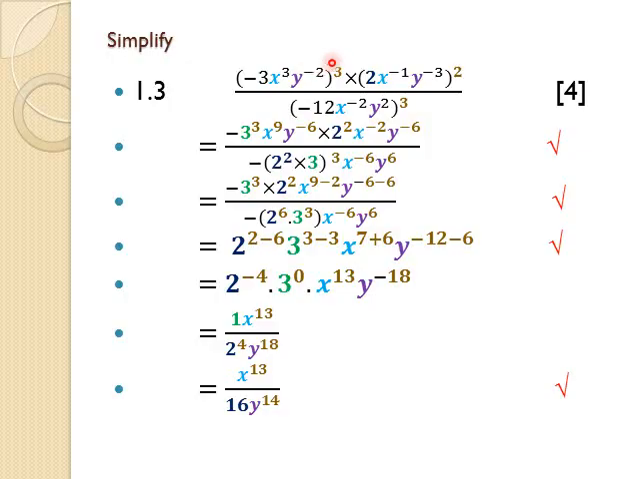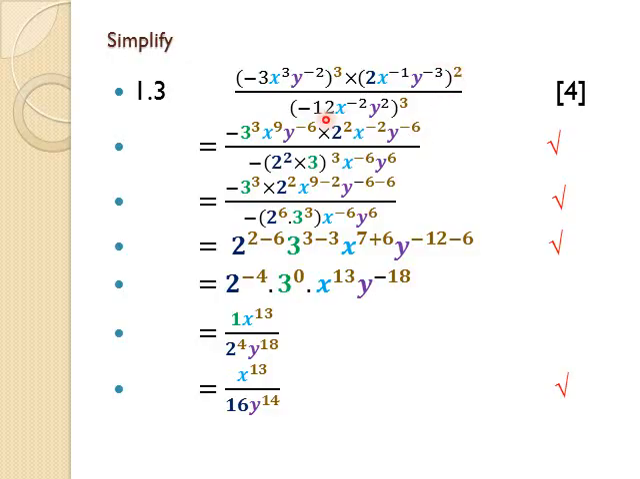Therefore y minus 2 times 3 gives me negative 6. Again, take note, 2 has the invisible 1, so 1 times 2 becomes 2. The x, negative 1 times 2 becomes negative 2. Negative 3 times 2 becomes negative 6.